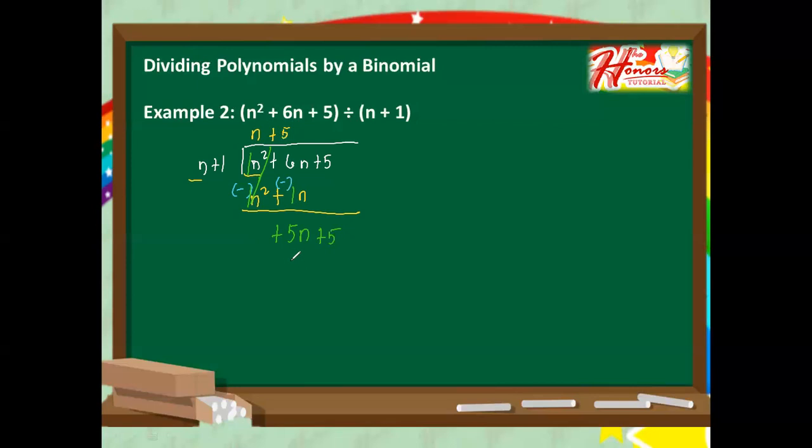5 times n, that's positive 5n. 5 times 1, that's positive 5. And then please don't forget to change the sign. So positive, then it will become negative. Positive, then it will become negative. 5n minus 5n cancel. 5 minus 5 cancel. So this is 0. The final answer is n plus 5. So that's for number 2.